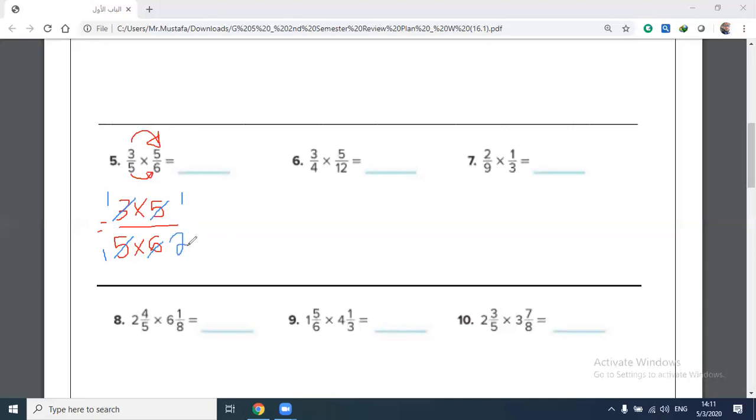Okay, so now I can multiply what I have remaining in the numerator and denominator. 1 times 1 equals 1, and 1 times 2 equals 2. So the answer is 1 over 2, or 1/2. This is the final result in simplest form. Okay, is it clear?